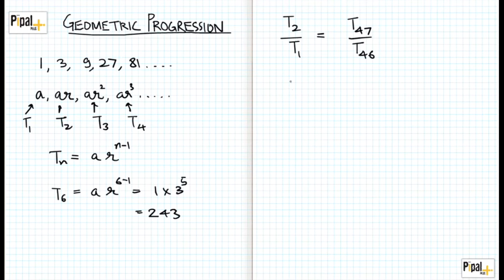We can extend this logic to say that equidistant terms will also be in the same ratio. For example, if I take T3 upon T1, this is going to be same as the 47th term divided by 45th term, right? So you notice that there is a difference of 2 between these terms. So T1 multiplied by r square is T3, right? Likewise, T45 multiplied by r square is T47. So the ratio of equidistant terms is always going to be the same, right?